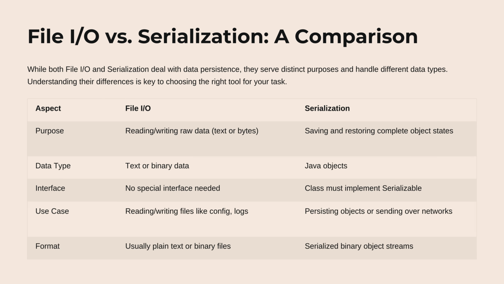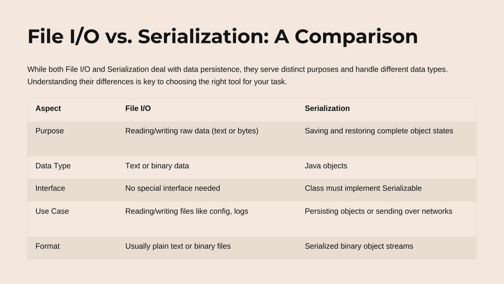File I/O versus serialization, a comparison. While both file I/O and serialization deal with data persistence, they serve distinct purposes and handle different data types. Understanding their differences is key to choosing the right tool for your task.